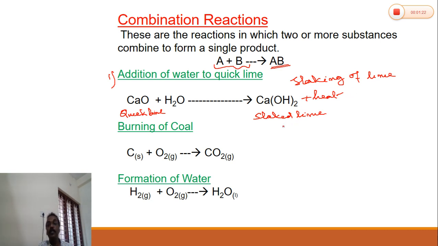What is the product formed? Slaked lime is calcium hydroxide, Ca(OH)2 is the chemical formula. Calcium hydroxide is the chemical name of slaked lime.